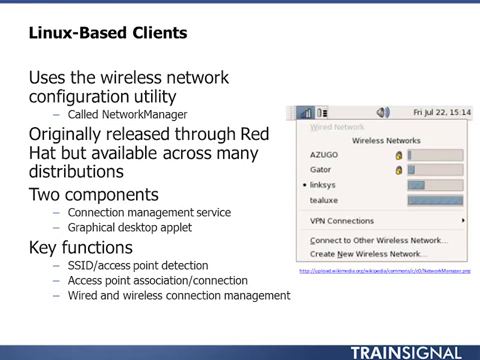Now configuring Wi-Fi on a Linux client is not as easy as it is with a Windows or a Mac computer. But there are a number of utilities that are available, and it does depend on which Linux OS you're actually running. The one that we're showing here is called Network Manager, and it was originally released through Red Hat. And Network Manager supports not only Wi-Fi but also Ethernet connections as well as PPP connections.